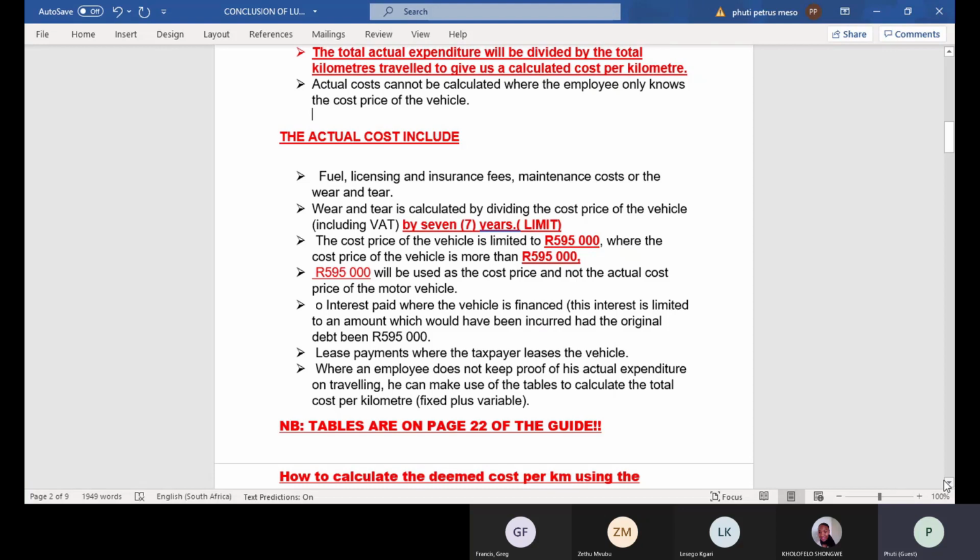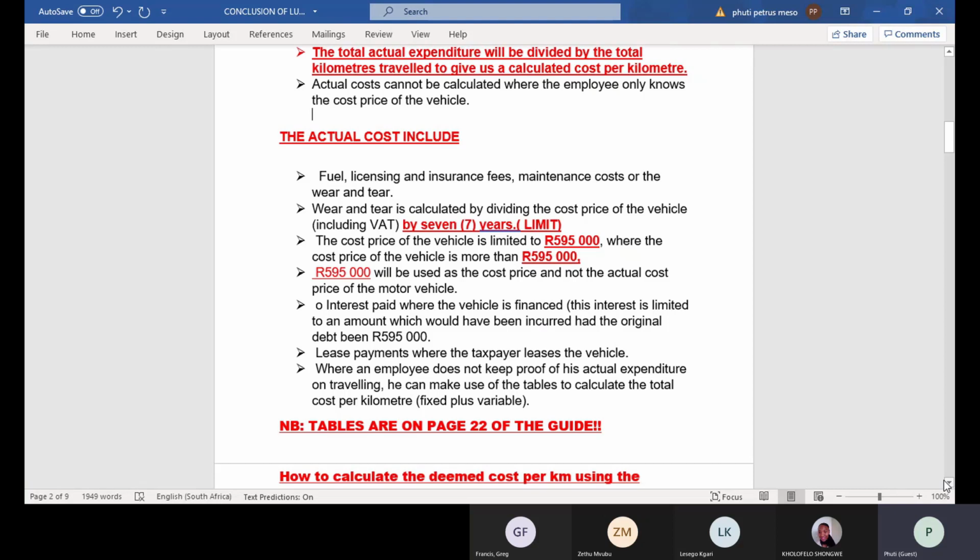Okay, let's look at the limit in terms of your cost price, which is 595,000, where the cost price of the vehicle is more than 595. So the limit will always be 595,000 rand. It will also be used as a cost price and not the actual price of the motor vehicle. Looking at the interest paid where the vehicle is financed, this interest is limited to an amount which could have been incurred on the original, that being 595. If you're leasing, the payments where the taxpayer leases the vehicle are possible as well.